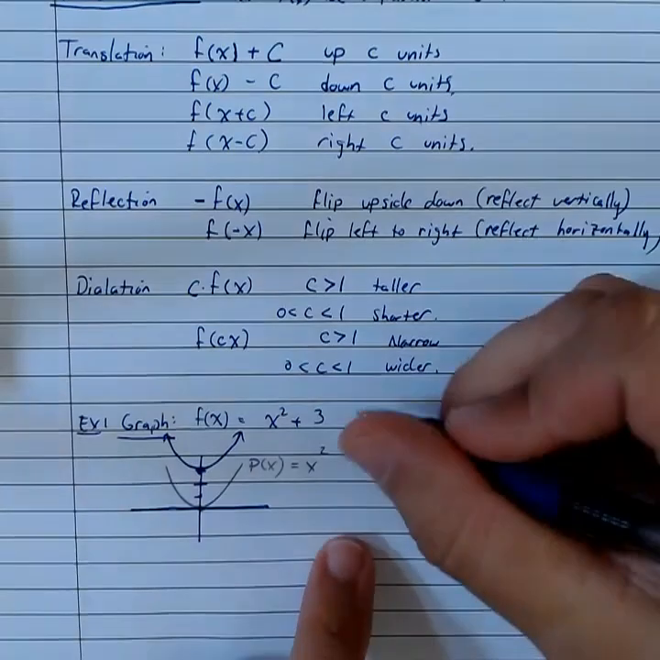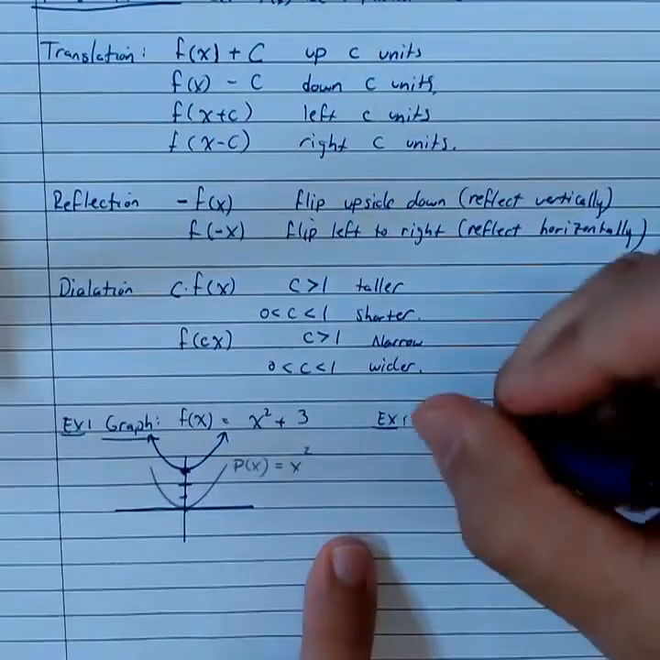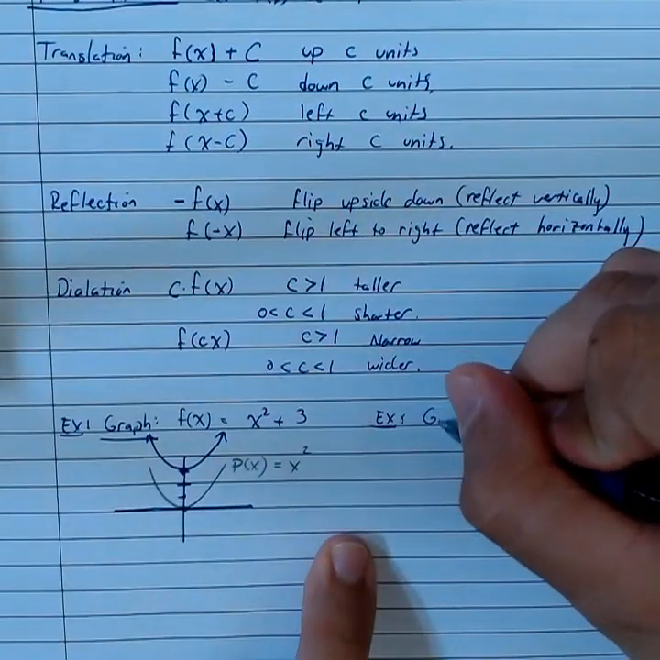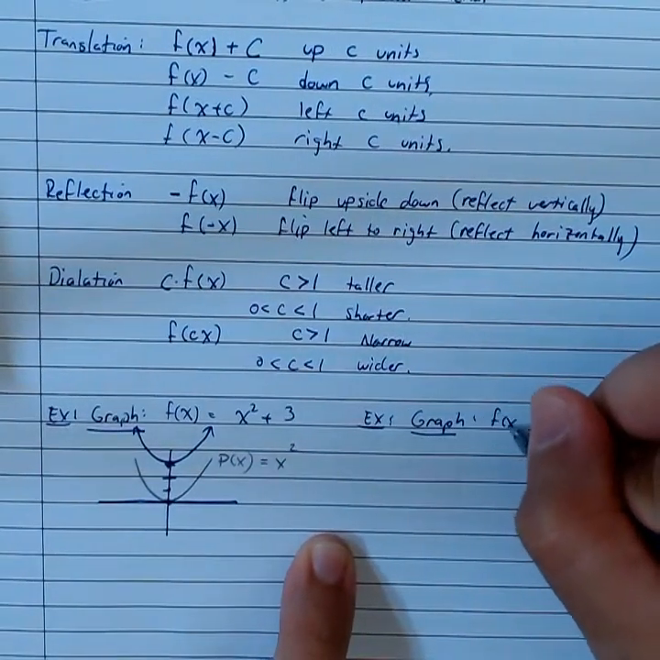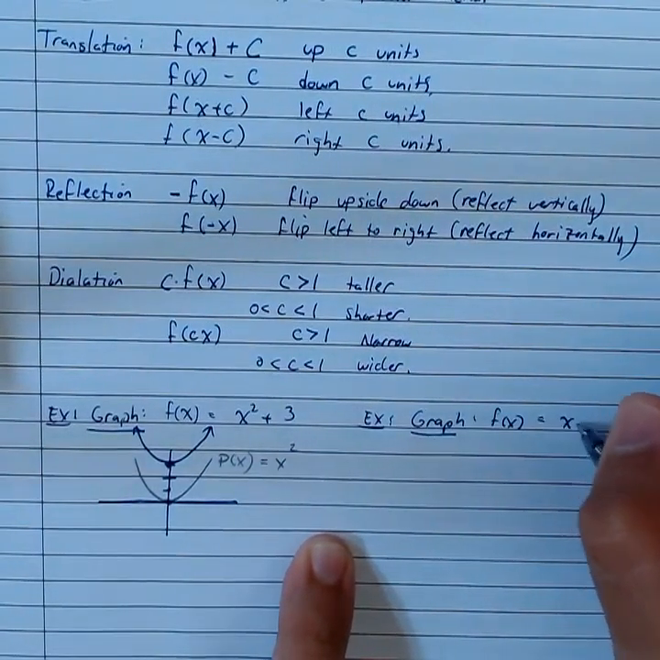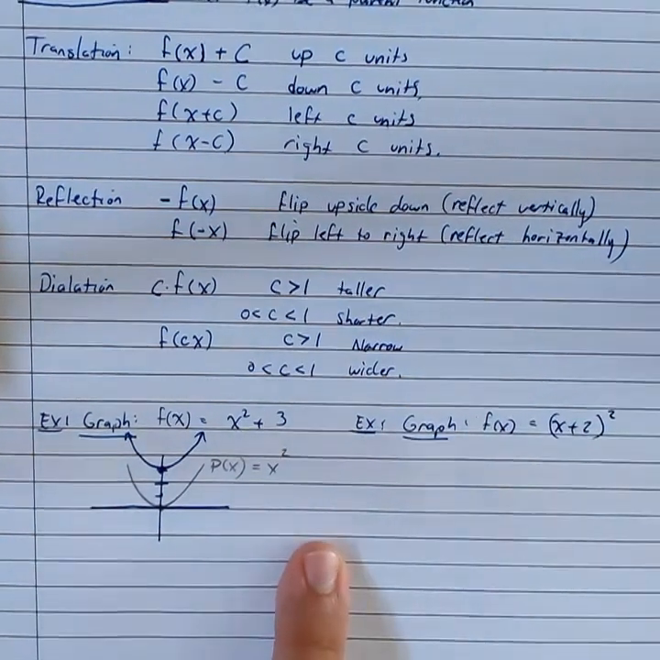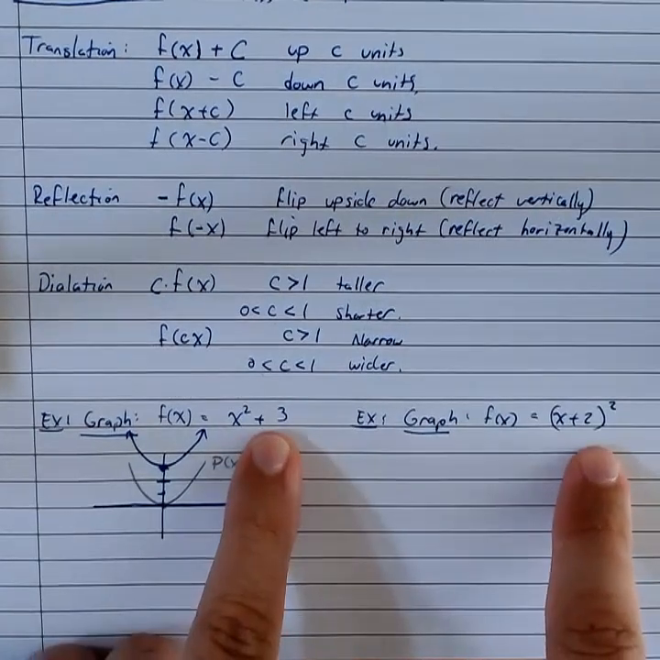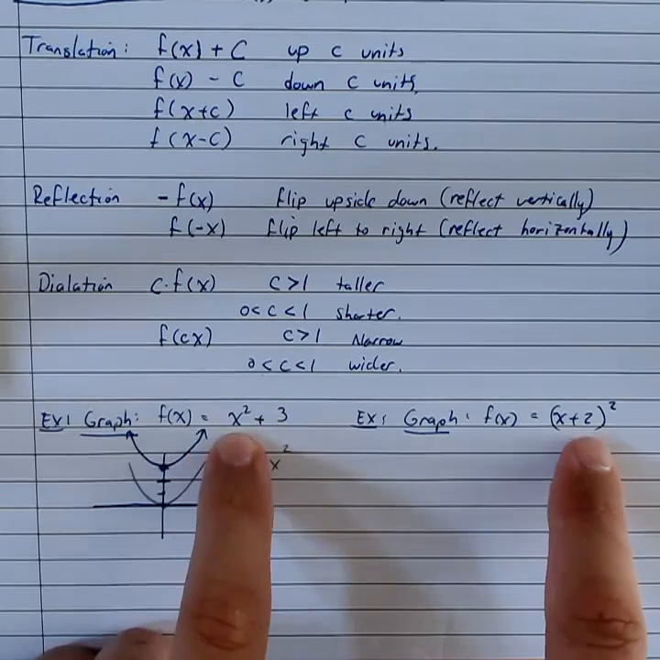Let's take a look at another translation. Let's say now we want to graph f of x equals x plus 2, squared. Notice this is still a transformation because I'm adding something, but now instead of adding it to the whole function, I'm adding it to just the x.